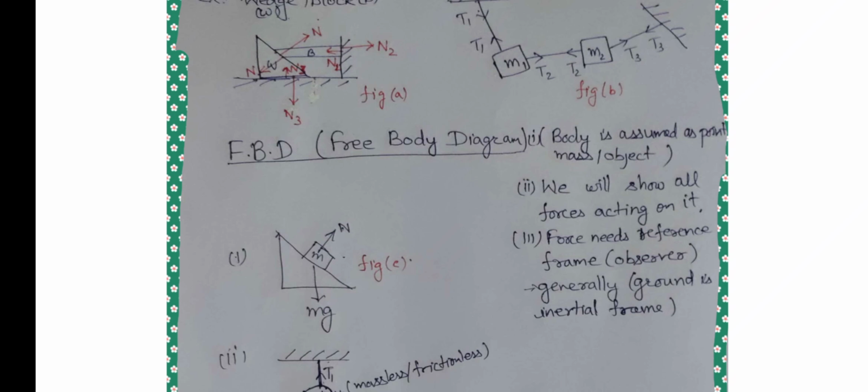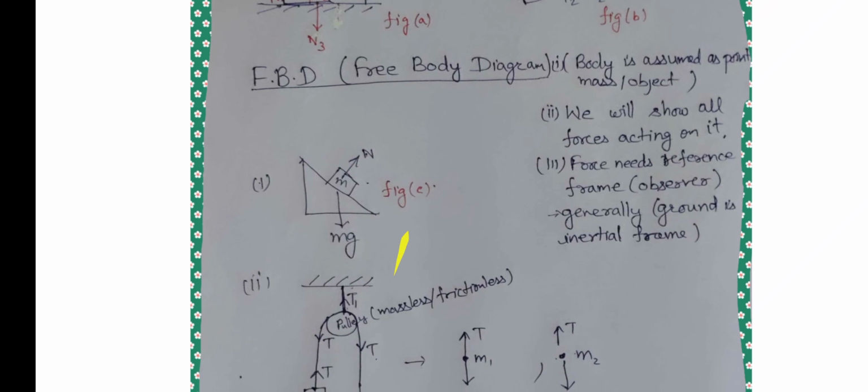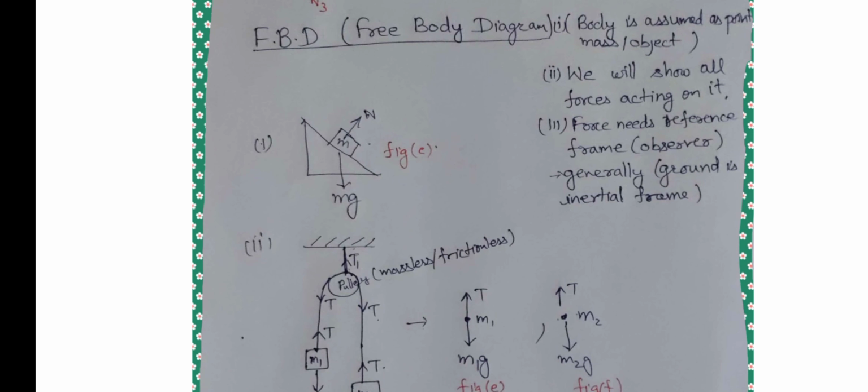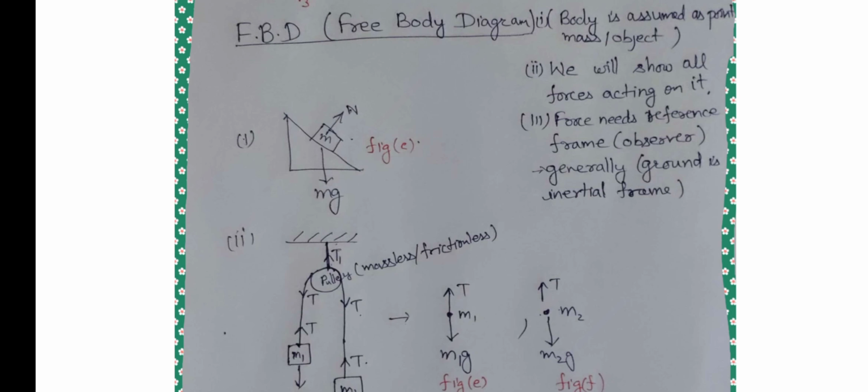Means there should be different force for different observers, depending on which reference we are taking. So force depends on the reference frame. Generally we take the ground as the reference, meaning the observer is on the ground. Then we are going to draw the free body diagram.